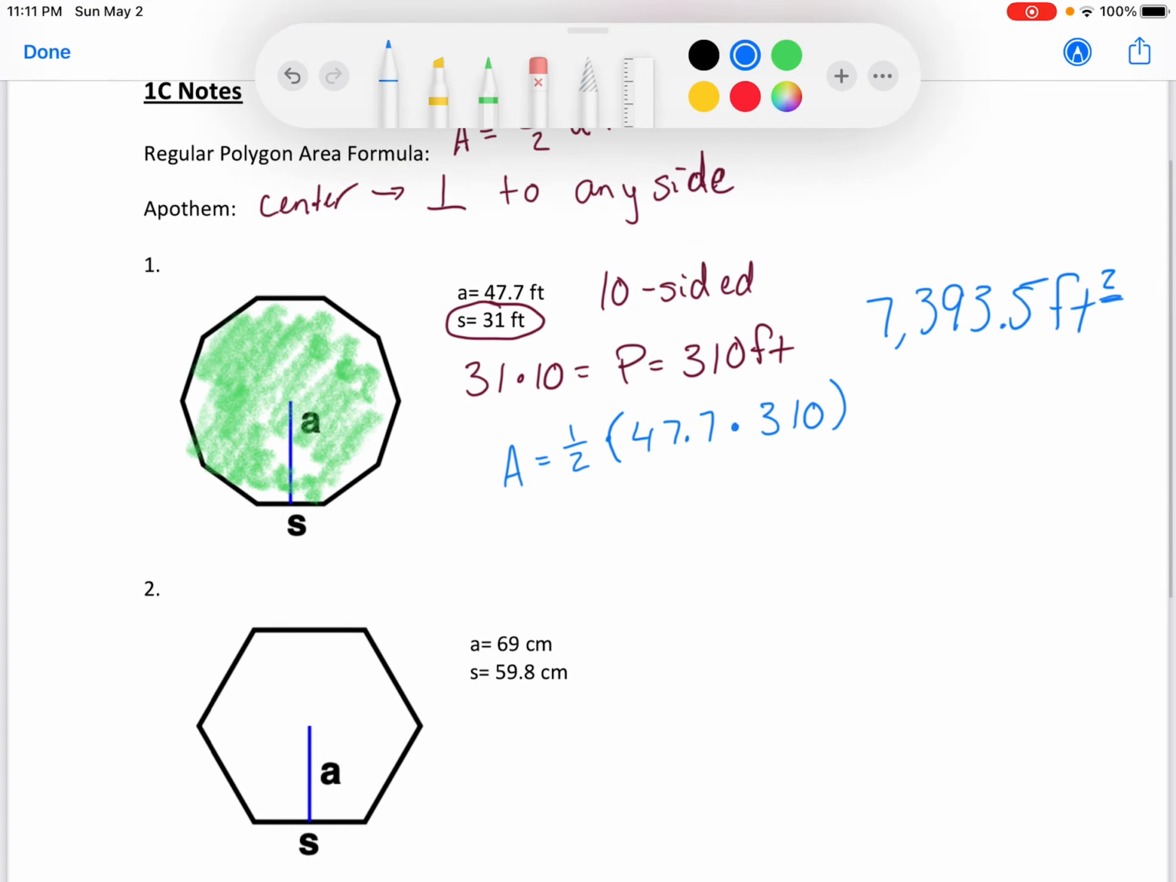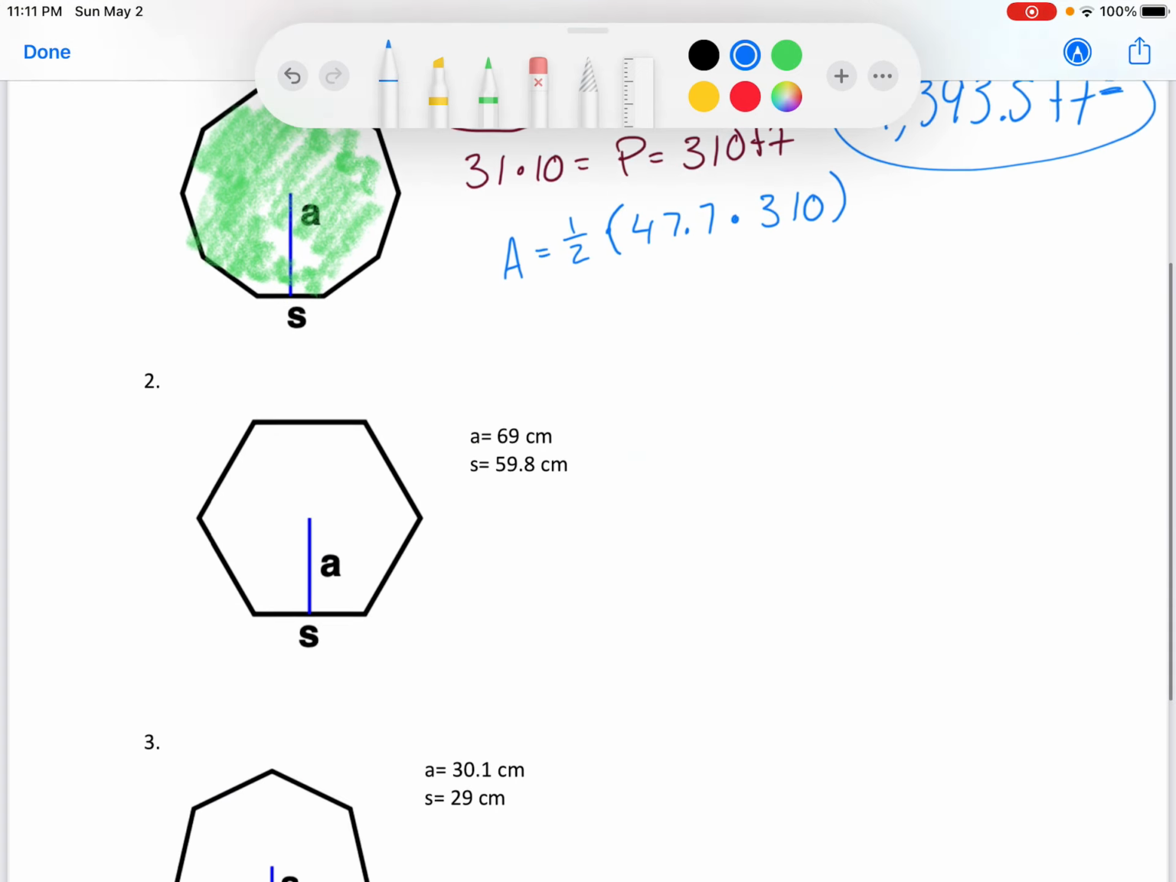So, continuing on our merry way, let's look at this hexagon next. So, of course, this hexagon has 6 sides. So, for our perimeter, we're going to multiply the side length times 6. So we have 59.8 times 6, which is going to give us a perimeter of 358.8 centimeters.